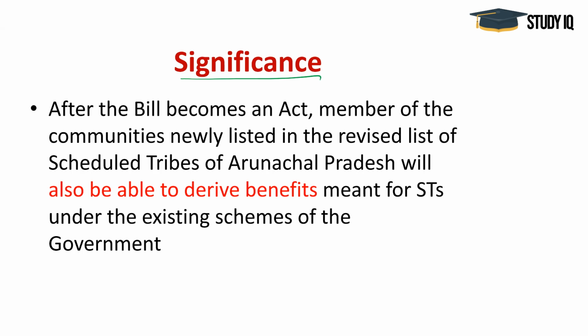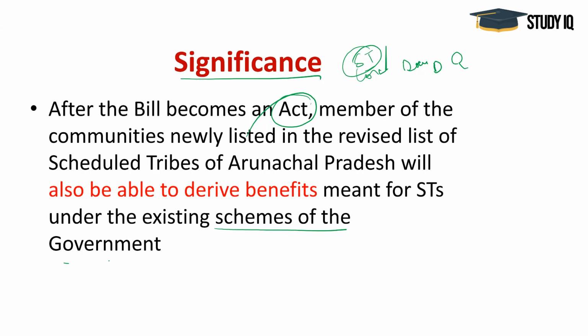Now, what is the significance? Earlier, because of lack of documents, duplication, and differing names of tribes, a lot of people were deprived of their constitutional right of reservation under the scheduled tribe list. So after this bill becomes an act, the members of the communities which have been newly listed by specifying their names will be able to derive the benefits of reservation, their constitutional rights. So what kind of benefits will they get?